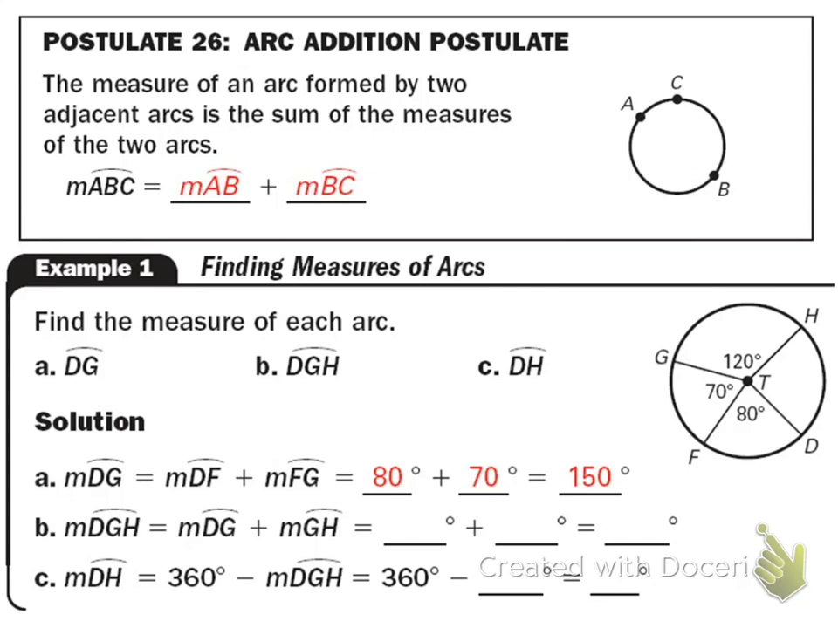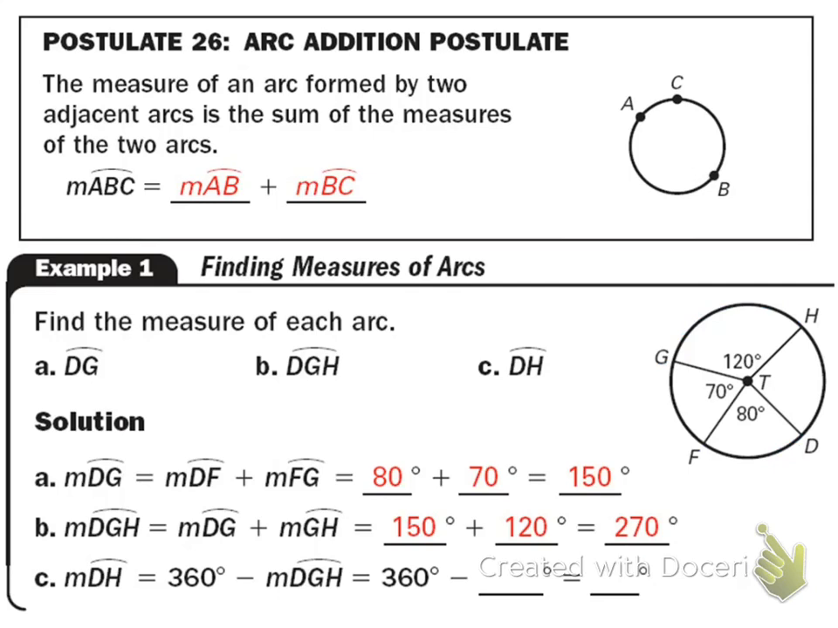Let's look at the next one, arc DGH. Arc DGH is an arc that begins at D, moves around towards G, and ends at H. We already know that from D to G, this is 150, and now we need to continue the rest of the way from G to H, which is another 120 degrees. So we want the 150 degrees that's from D to G, plus the 120 degrees from G to H, for a total of 270 degrees.